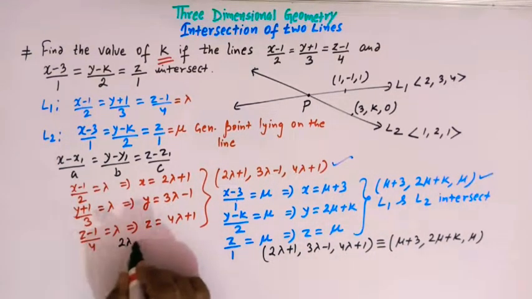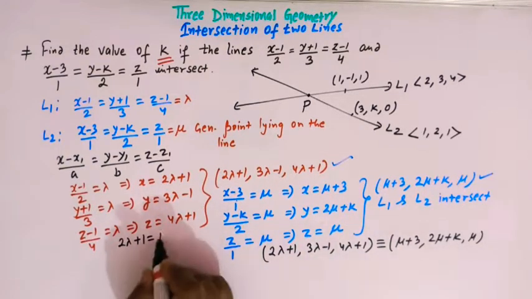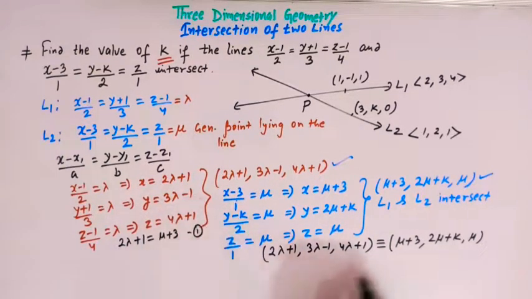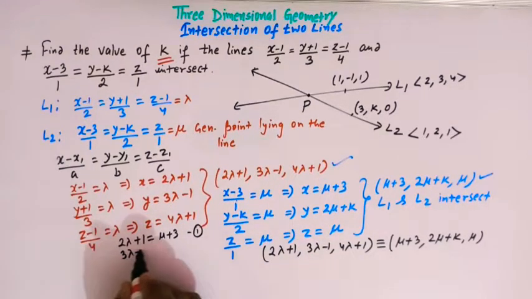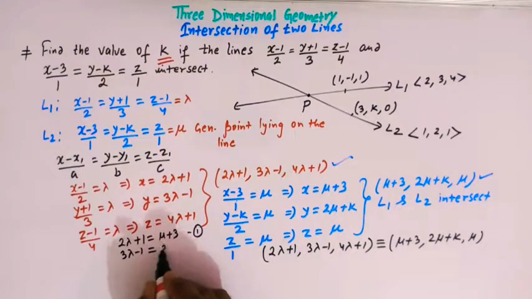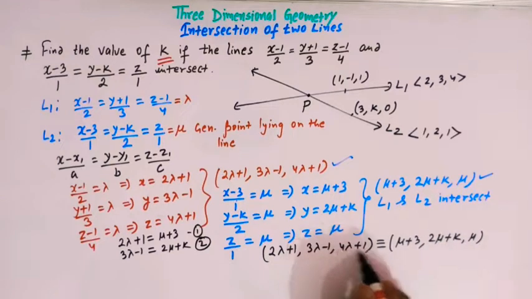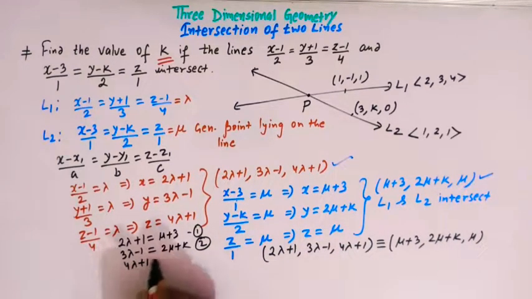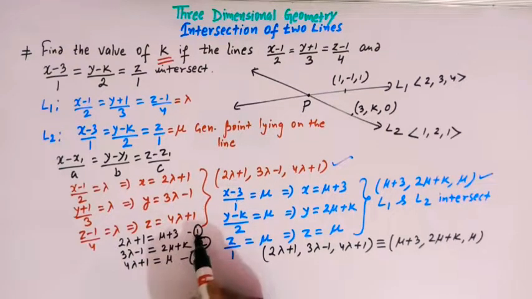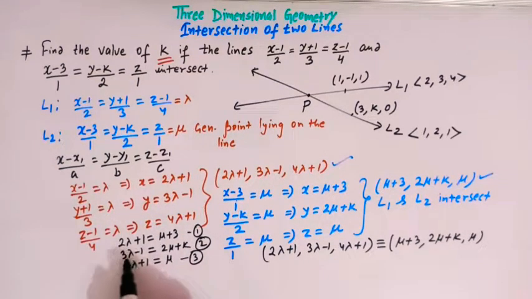The first one is 2 lambda plus 1 is equal to mu plus 3. This is the first one. And then we have 3 lambda minus 1 is equal to 2 mu plus k, and then we have 4 lambda plus 1 is equal to mu. This is the third equation. Now what we will do, we'll take equations 1 and 3 to solve for lambda and mu, and then by finding lambda and mu, we can calculate the value of k.